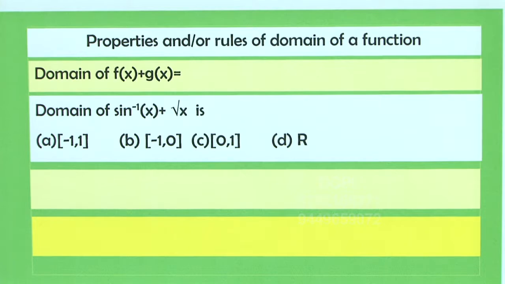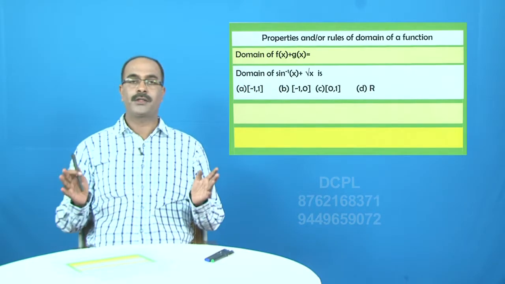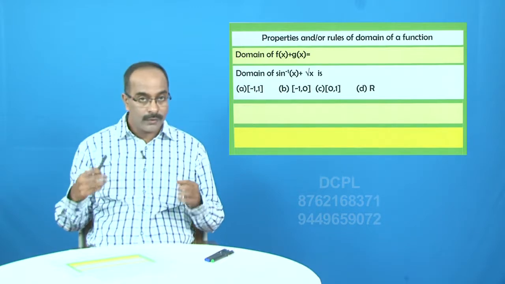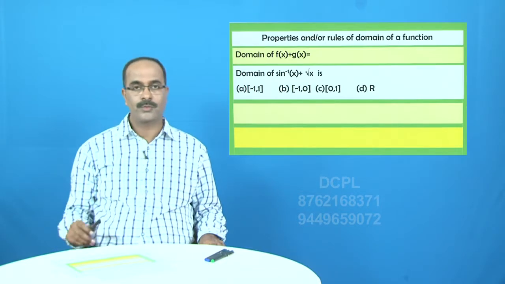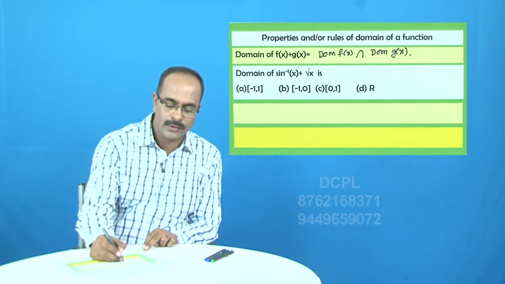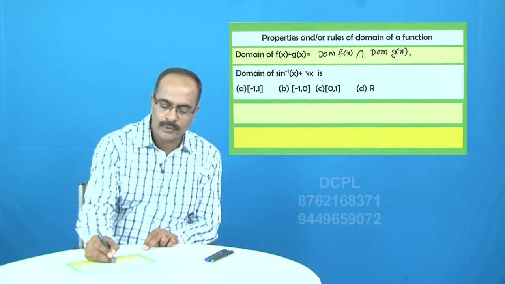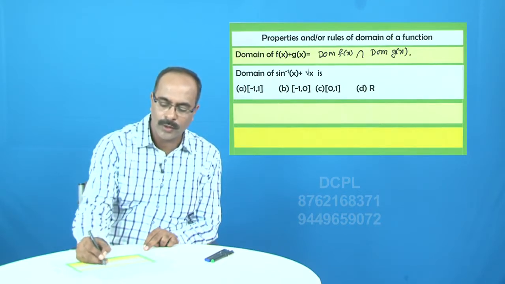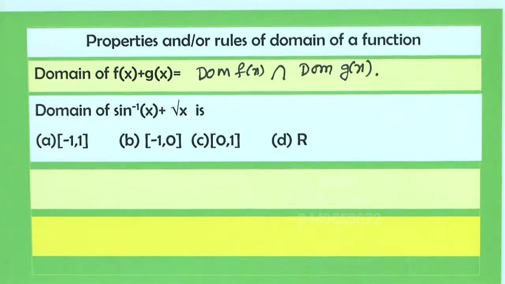Let us talk about a few of the properties and rules of the domain of a function. Domain of f of x plus g of x is the domain of f of x intersection domain of g of x. Let us use this property and discuss a problem. So, intersection of both the sets. Now, let us discuss a problem based on this.